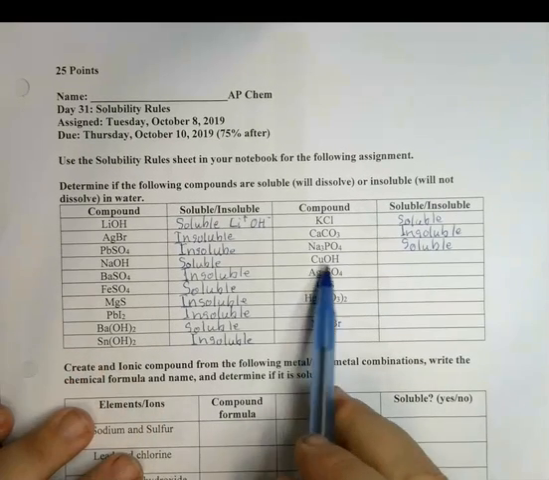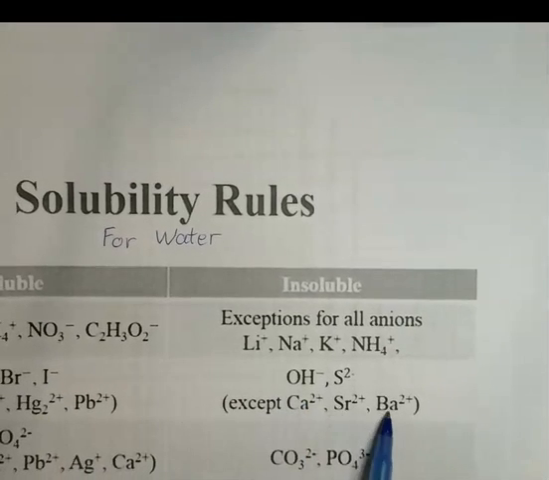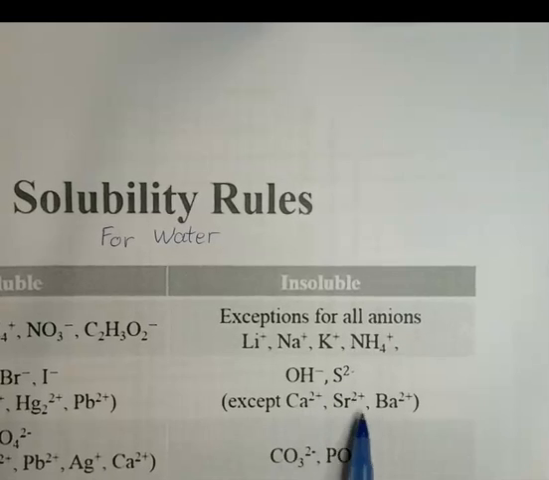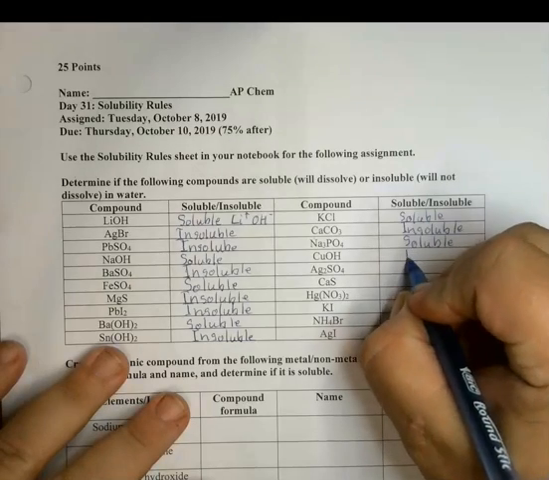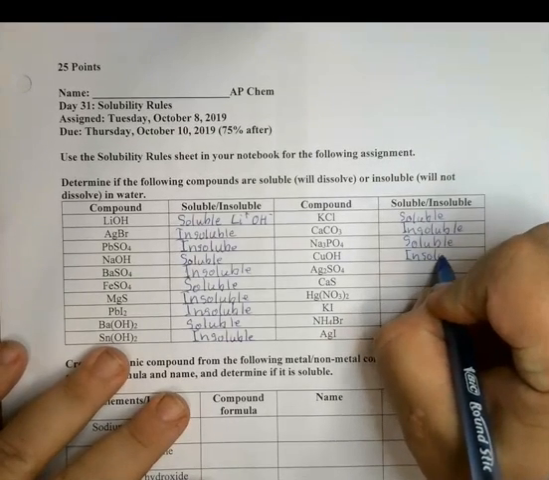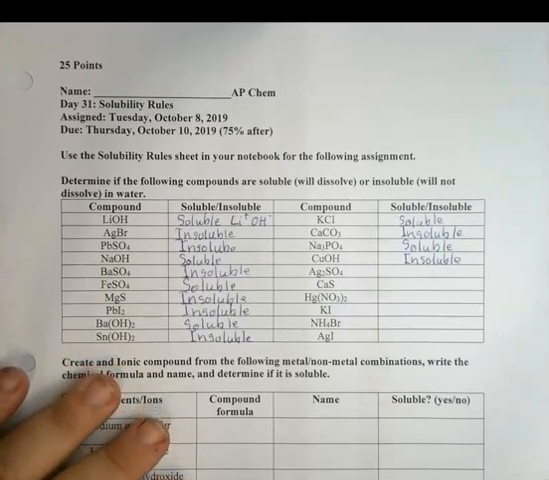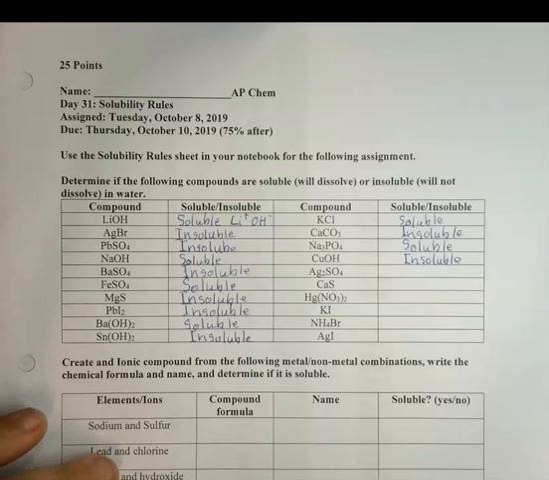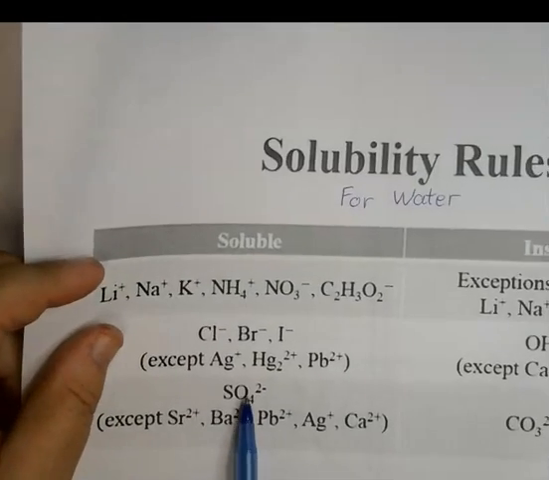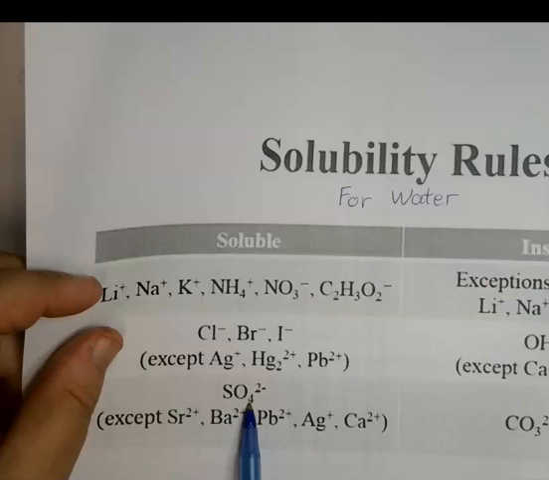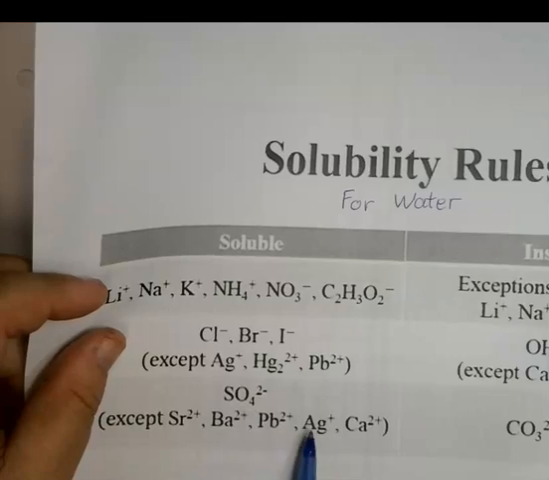Okay, copper hydroxide. So hydroxide is insoluble except when it's with one of these. Copper is not on that list, so it is going to be insoluble. Okay, silver sulfate. So again, we go over to sulfate. And sulfate is soluble except when it's with one of these five. And silver is one of those five. So that means it's going to be insoluble.